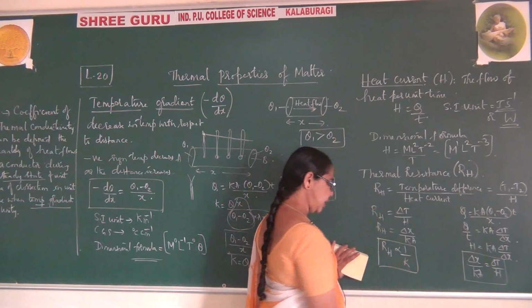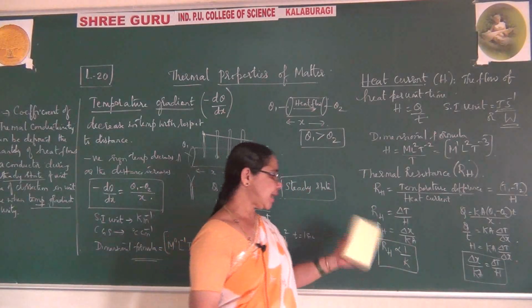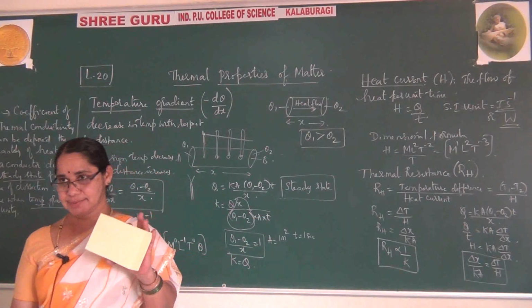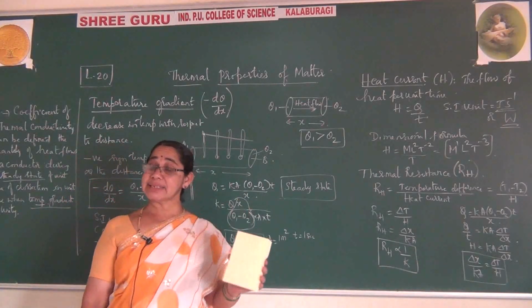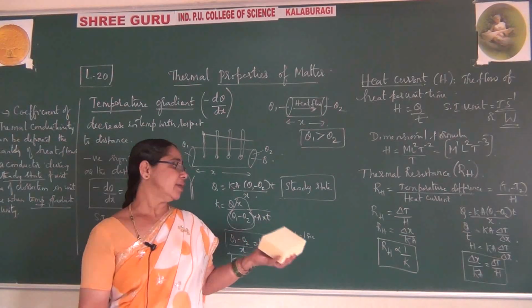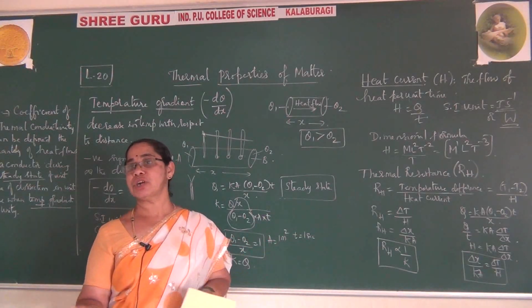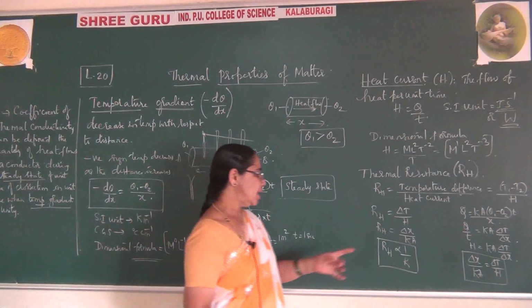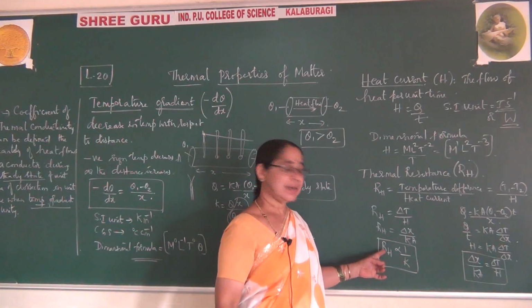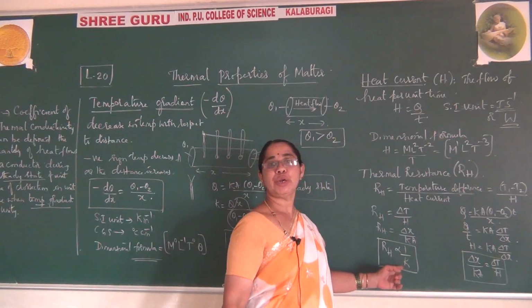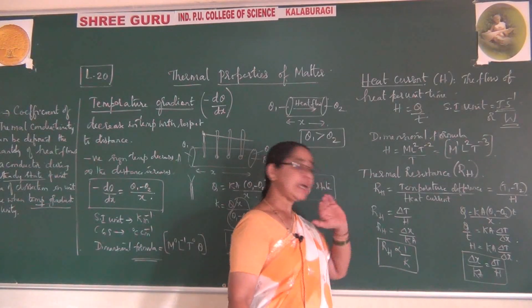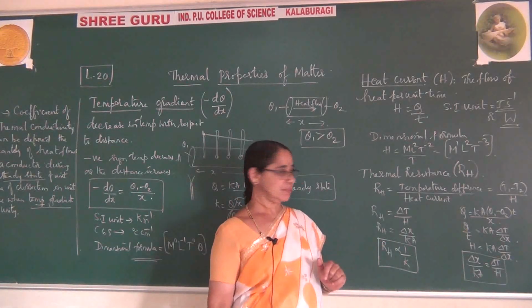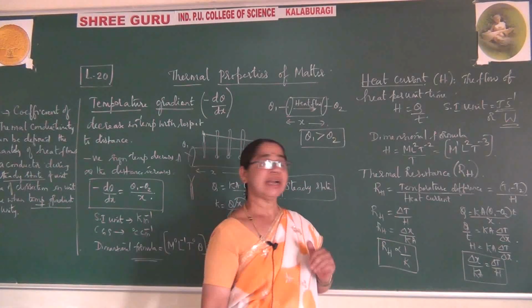So by just looking at this, you are ready to say as K increases, the thermal resistance decreases. As thermal resistance increases, the coefficient of thermal conductivity goes on decreasing. For smaller thermal conductivity, the thermal resistance will be higher because they are inversely proportional to each other. By looking at this, you are also ready to say its SI unit. I will show you how to write the SI unit for this.